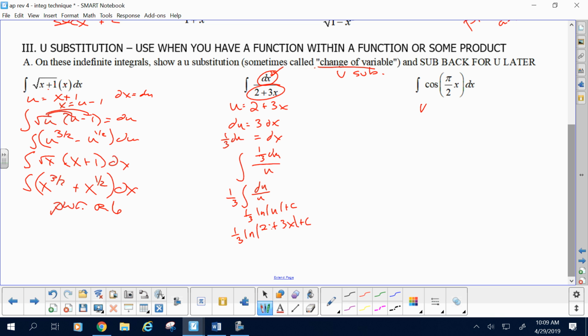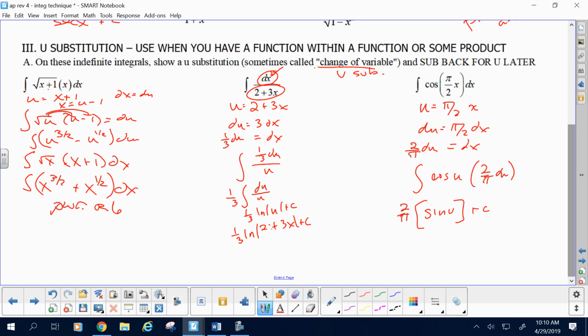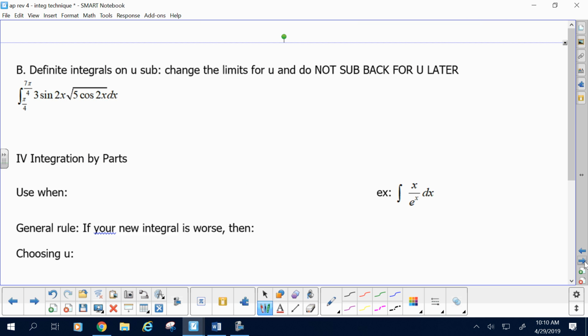This guy, what would you let u equal? Pi over 2 x, so what's du? Pi over 2 dx, so what's dx? 2 over pi du, yeah? So you get something like cosine of u times 2 over pi du. You bring out the 2 over pi, you integrate cosine, asking is it sine or negative sine? Well, which one gets me the right answer? It's sine, and then sub back. Now all of those indefinite integrals you sub back. If it's a definite integral, then you change the limits and you do not sub back.